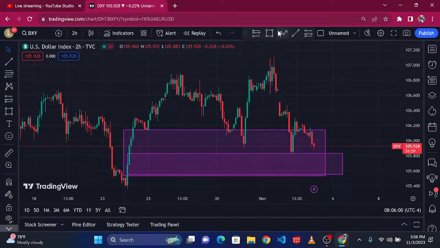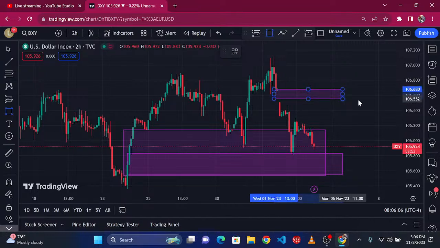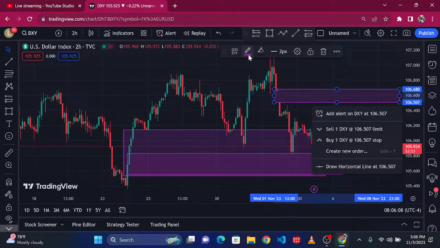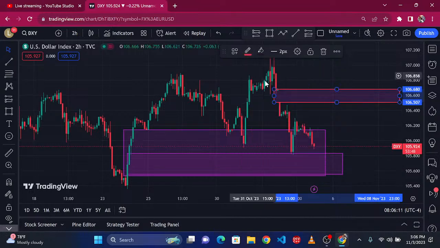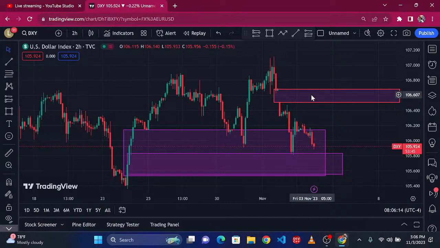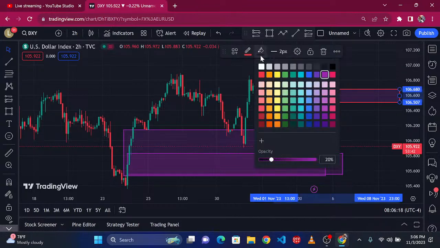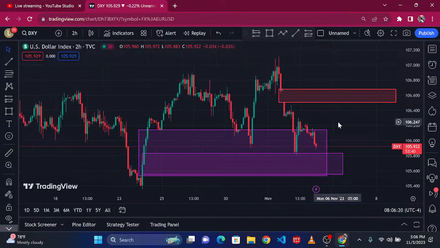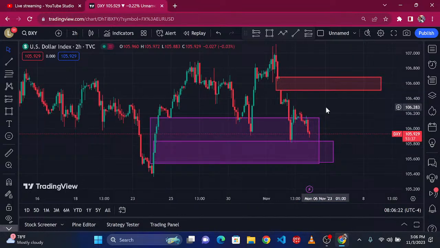So I'm expecting this market to move from here down if the NFP starts right here. Make this red. Yeah, that is DXY. So if it is DXY, I'm expecting it to go into this fair value gap and move into this. So my movement will be from here to here to here.